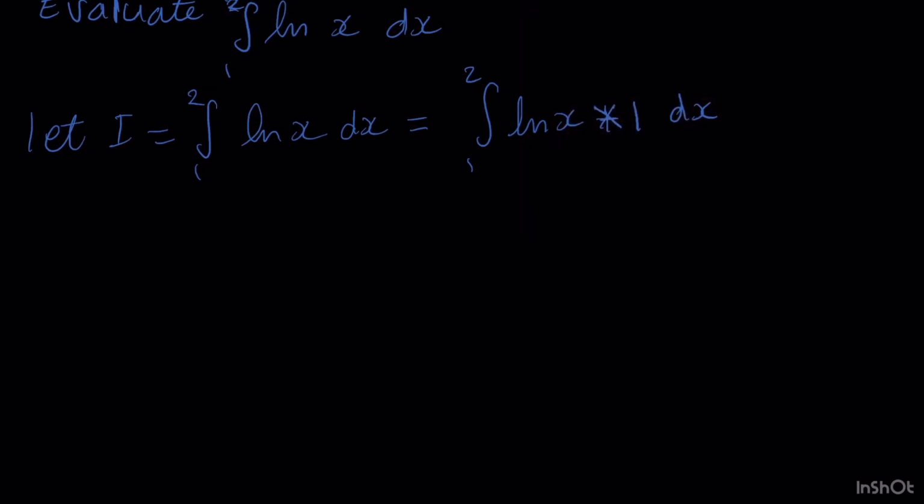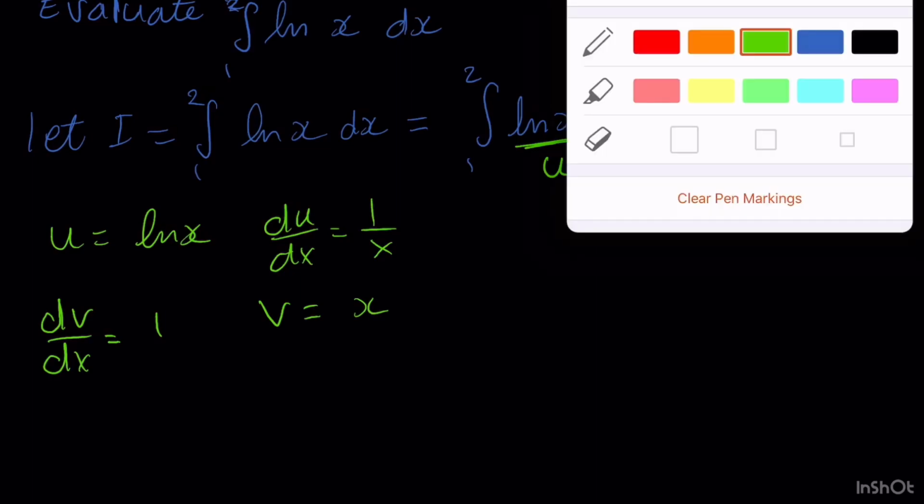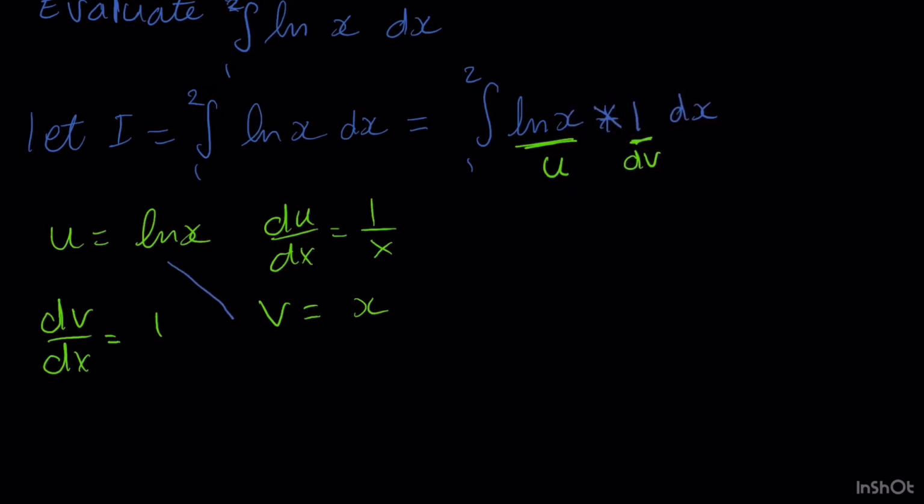Which one is the u? The ln x is u and 1 is dv, right? So u equals ln x, then du over dx equals 1 over x, and dv over dx is 1, therefore v equals x. Then to apply the rule, we multiply them this way: uv minus integral of v du.